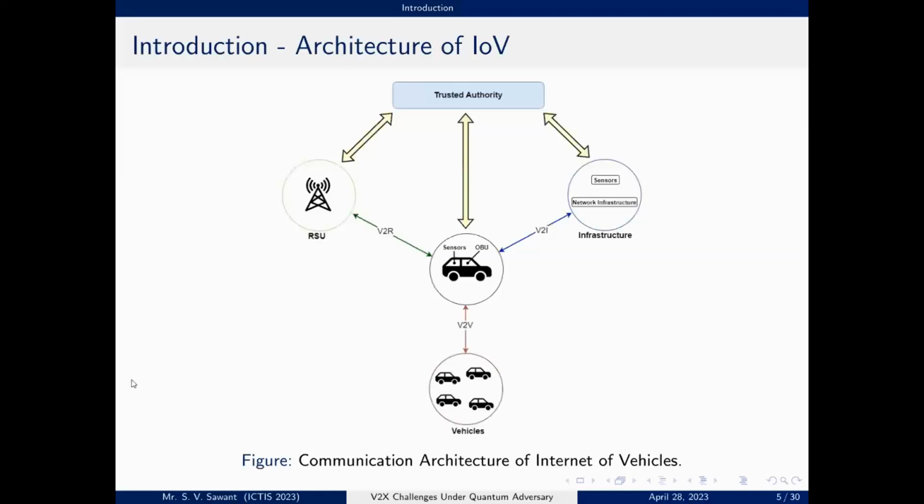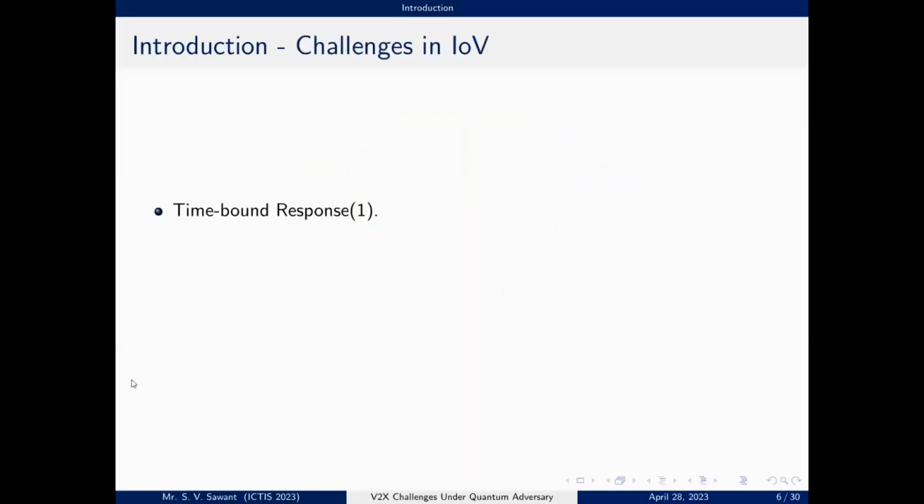When we talk about challenges, the biggest challenge here is the time-bound response. Since these vehicles are moving very fast, data communication should happen as fast as possible. The expected average time between two vehicles for message communication is around 300 milliseconds, which is very less.